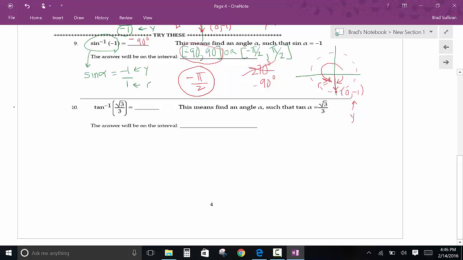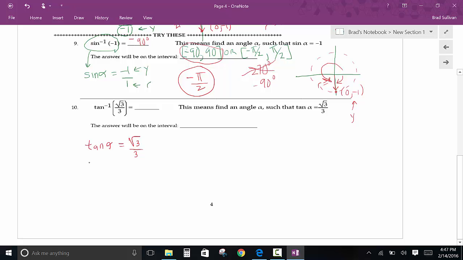Okay, the next problem. What I'm going to look at is the meaning of this problem: if you were to take the tangent of alpha, and in that angle alpha, you would get the square root of 3 over 3.